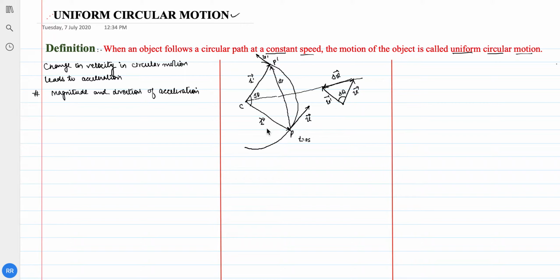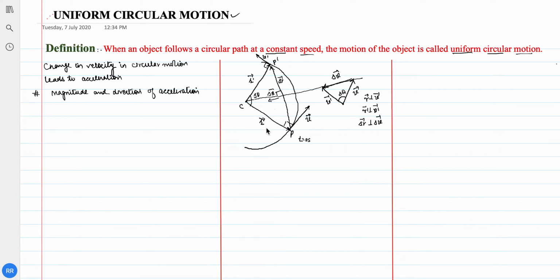As you see here, the r vector is perpendicular to the velocity vector at point P. This angle is 90 degrees, and this angle is also 90 degrees, meaning r prime vector is also perpendicular to the velocity vector. What does this mean? This means delta r, the change in position vector, is also perpendicular to delta v vector. So the position vector is along this direction, which means that delta v points towards the center, towards this direction.